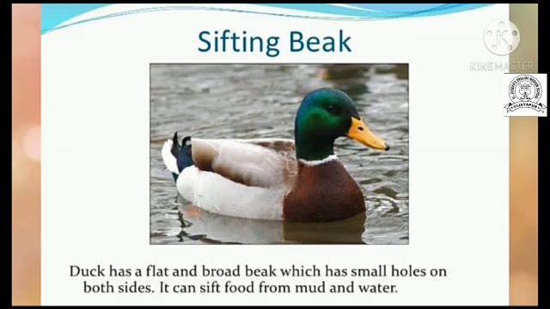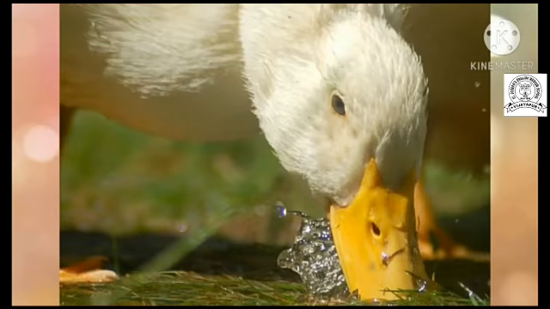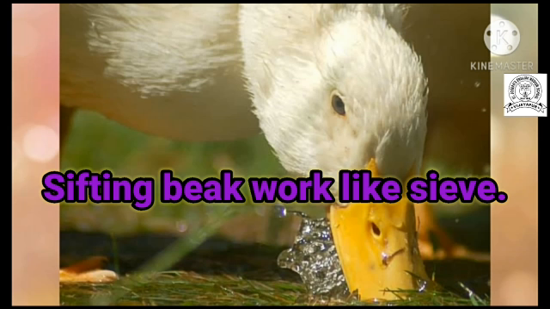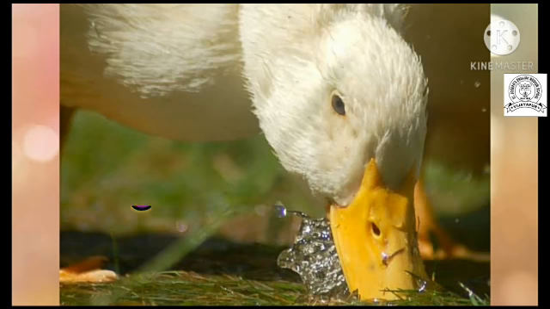You can see the duck and swallow has a flat and broad beak which has small holes on both sides, and it can sift food from mud and water, because this type of beak works like a sieve. You know, a sieve. See, when the duck eats the fish, along with the fish some grass and mud particles come, and through the holes these are sieved or thrown away, and only the fish remains inside the beak.